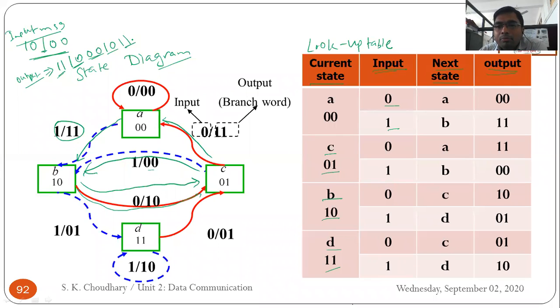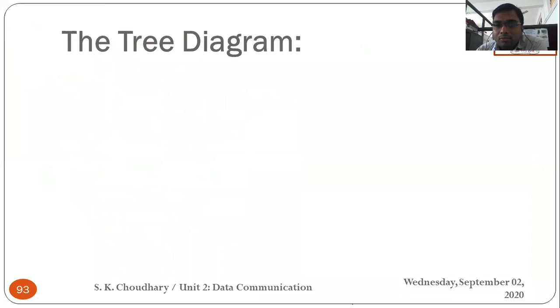Now we move to the next one, that is called the tree diagram. State diagram actually has no real drawback, the only drawback is that it does not show you the time-based transition. So to overcome this problem we use the tree diagram. This is another method to generate the code word using the convolutional encoder.